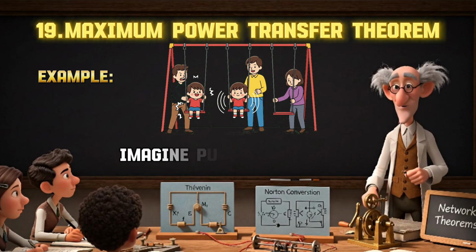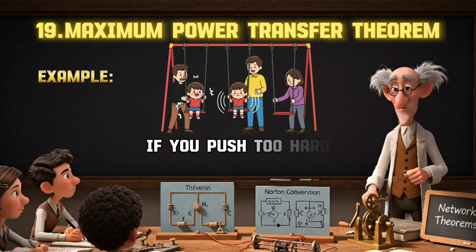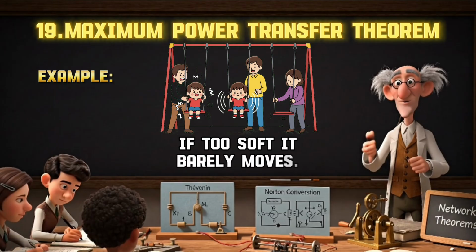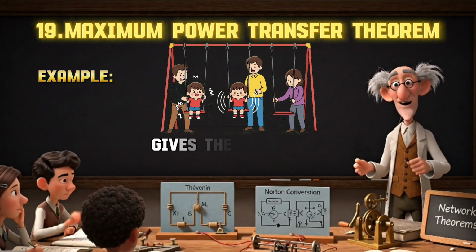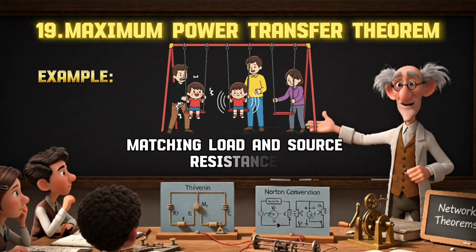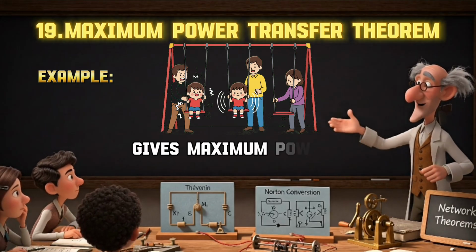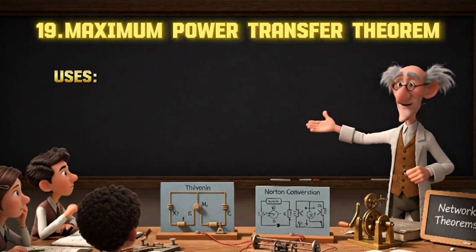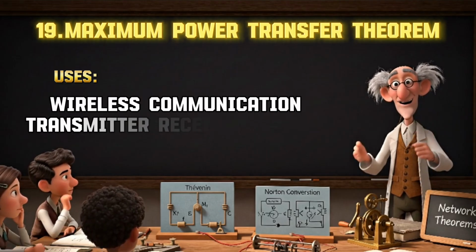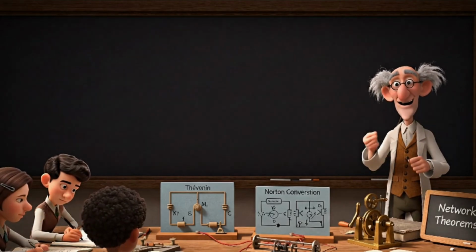Example. Imagine pushing a swing. If you push too hard, the swing jerks. If too soft, it barely moves. The perfect push strength gives the maximum swing height. Similarly, matching load and source resistances gives maximum power. Uses. Audio system impedance matching. Wireless communication transmitter, receiver design.